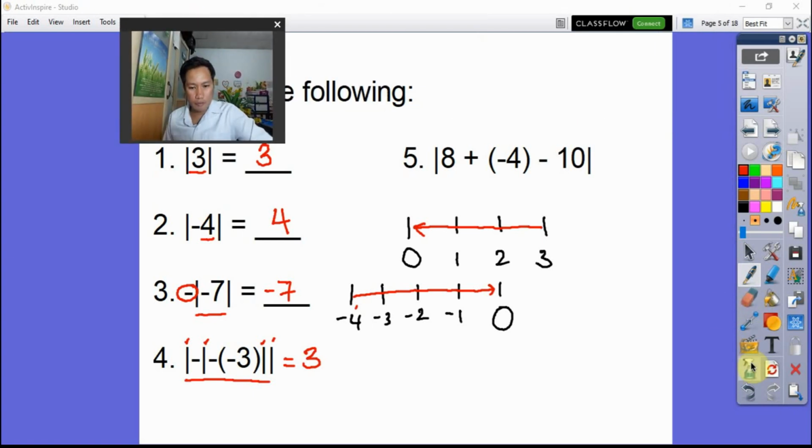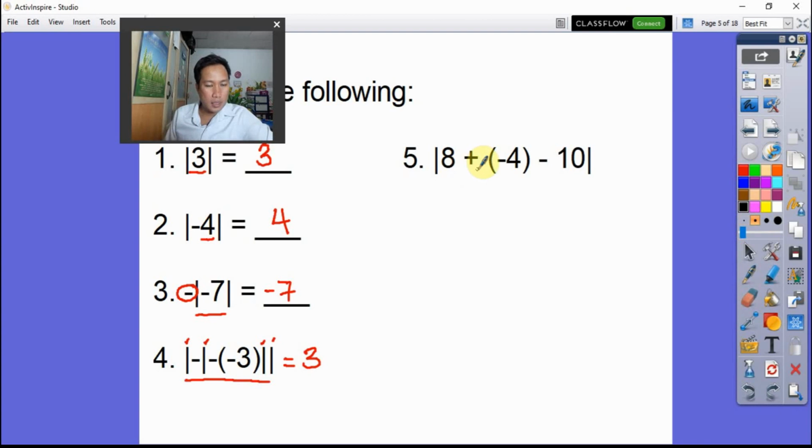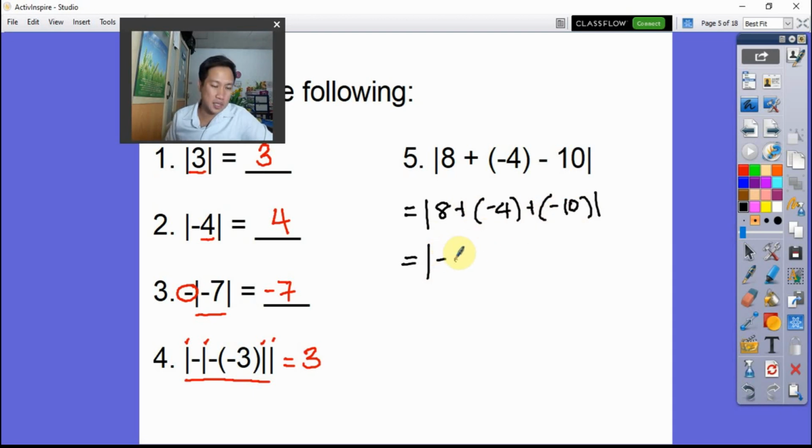All right, so let's look at number 5. Let me make it bigger here. Now you have 8 plus negative 4 minus 10. We learned in Grade 7 that if you have a minus sign here, you have to change this into a plus sign and make it a negative integer. Then we add all of them inside: 8 plus negative 4 plus negative 10. So you will get negative 6.